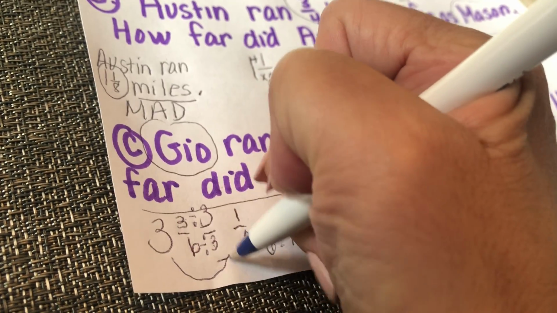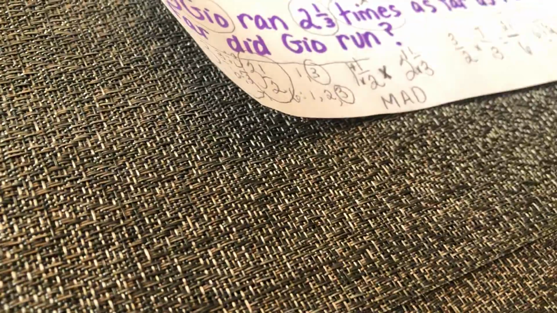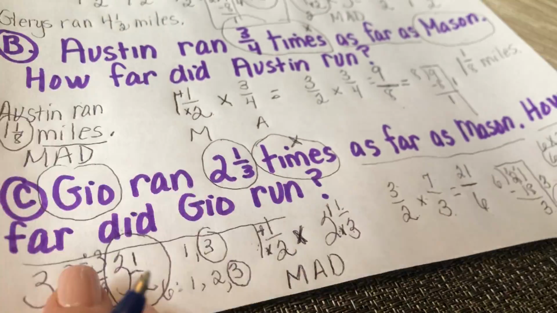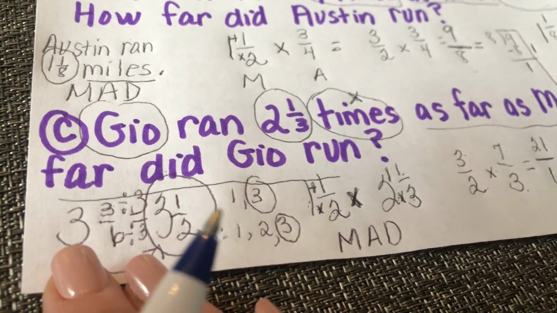Do not forget your whole number of 3. So boys and girls, for C, Geo ran 3 and 1/2 miles, or 3.5 miles.